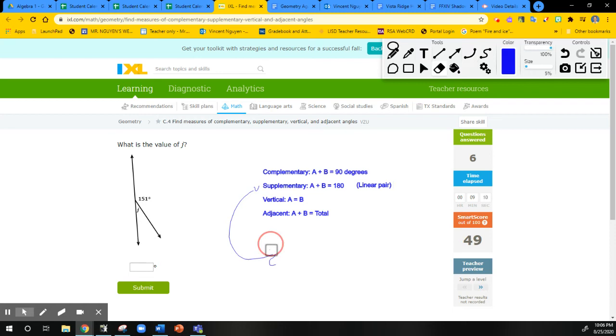Okay, let me clear this. It's a pair of angles that make up a line. A pair of angles that make up a line. Here we go. That's a line, right?